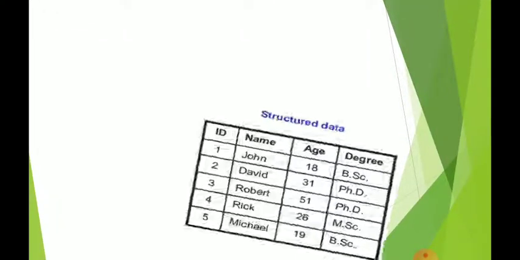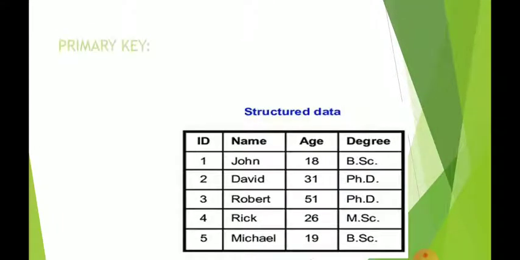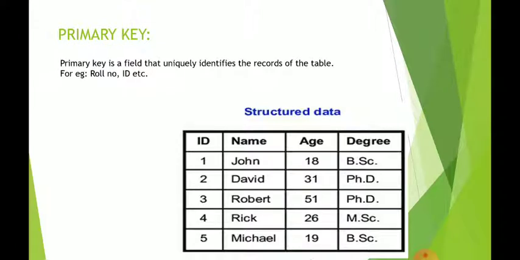And the most important part of this chapter is primary key. So what is a primary key? A primary key is that field that uniquely identifies the records of the table. Here on the screen, if I ask you students, what is the name of the third person, you will immediately reply that it is Robert. But how have you identified the third number? By looking at the ID field. So this is the field which can uniquely identify any person in the table. So this field becomes the primary key.